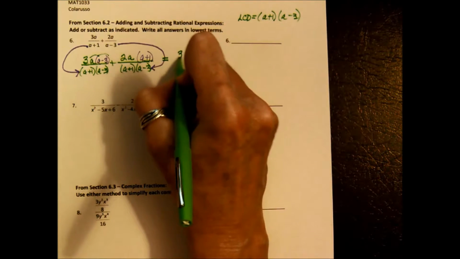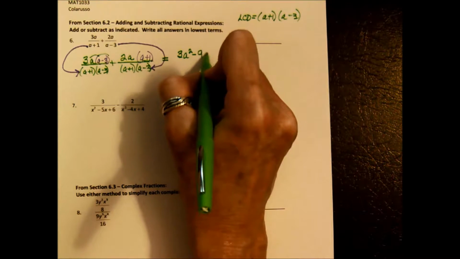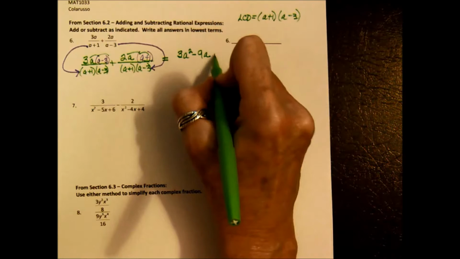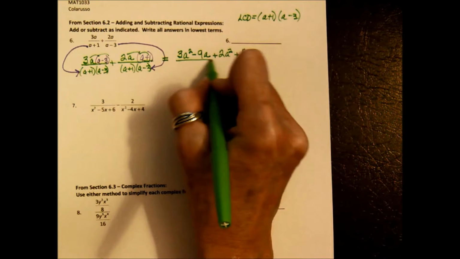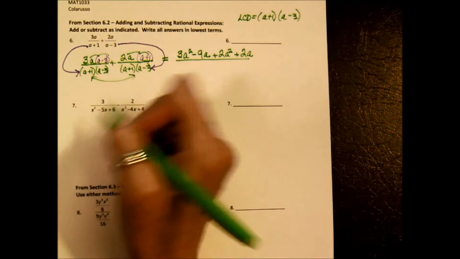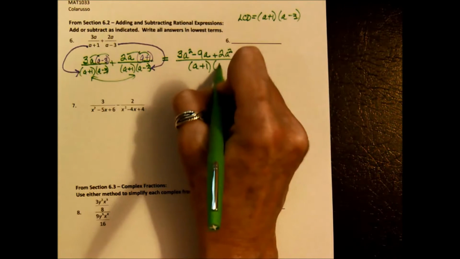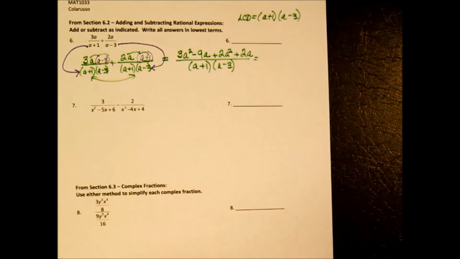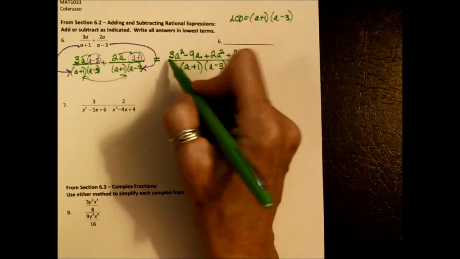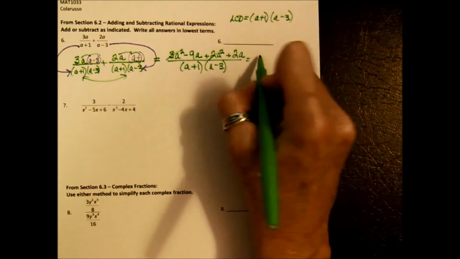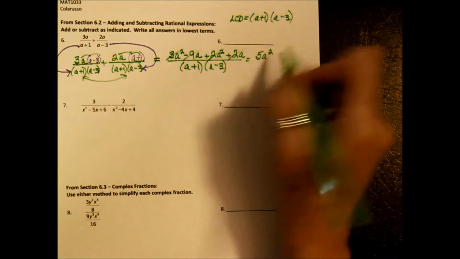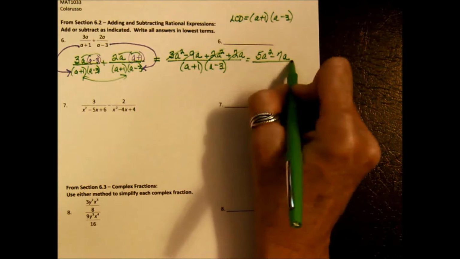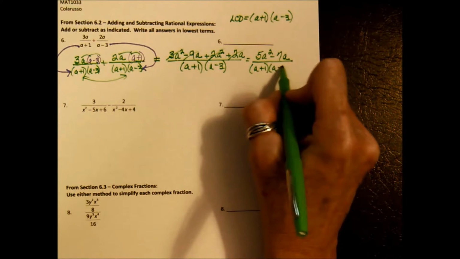That's going to give me 3a squared minus 9a. Now we'll distribute here, plus 2a squared plus 2a, all over a plus 1, a minus 3. They have like denominators now, so I can go ahead and combine my fractions and just write that one time. Now we're not quite finished because I need to combine like terms. So 3a squared plus 2a squared is 5a squared, excuse me, my brain went too fast. Negative 9a plus 2a is negative 7a over a plus 1, a minus 3.